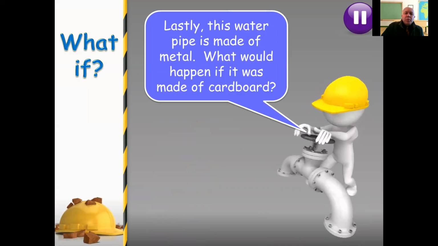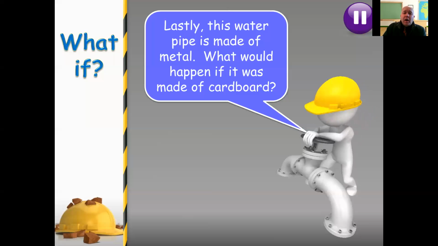And finally, this water pipe is made of metal. What would happen if it was made of cardboard? Pause, have a think. Now, most of us will realize that cardboard is quite absorbent. If you've ever spilt water on an exercise book or on a cardboard box, the water soaks through and makes the cardboard all soggy. And so if there was water traveling through a cardboard pipe, then the pipe would get very, very soggy and eventually just break apart, allowing the water to spill all over the floor.